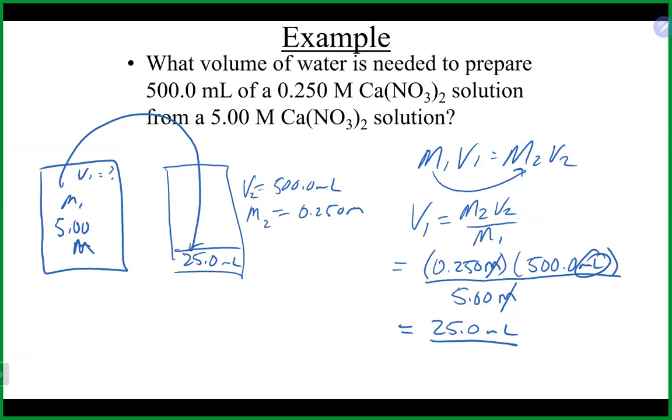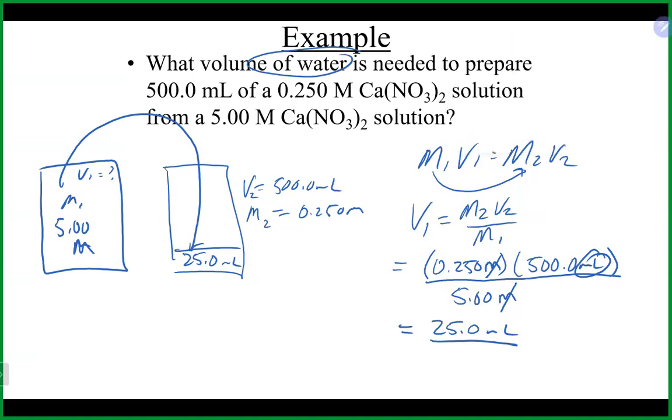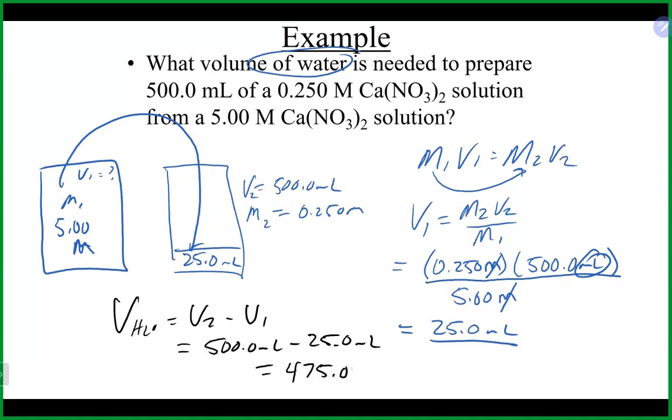So the question, though, did want to know how much water we need. So once again, to figure out how much water we need, we subtract our two volumes. If we took V2 minus V1 in this case, we're going to end up with 500 milliliters. We already added 25 milliliters, so 475 milliliters of water would be needed in this case. So again, we top it off with 475 milliliters of water.